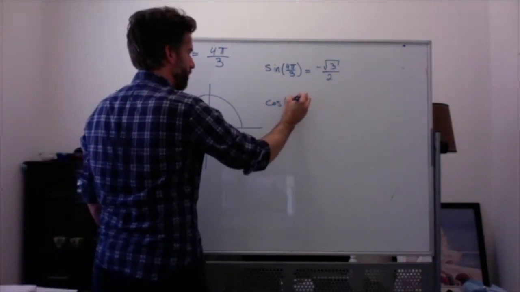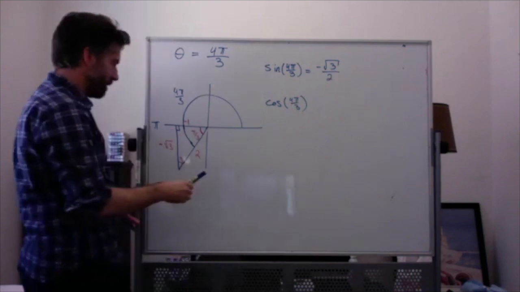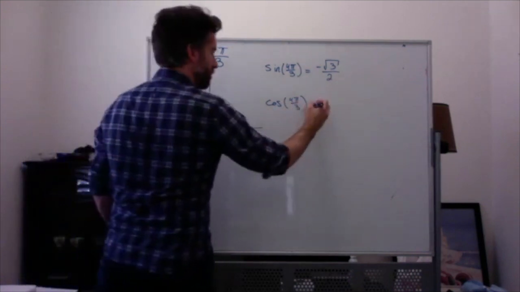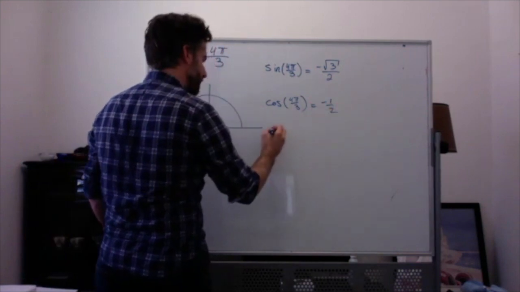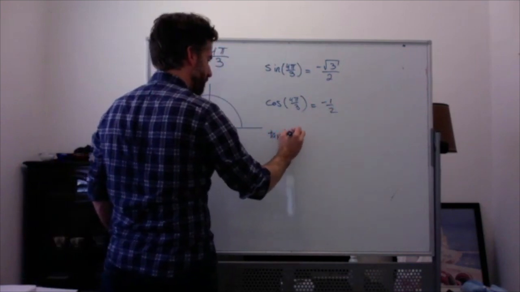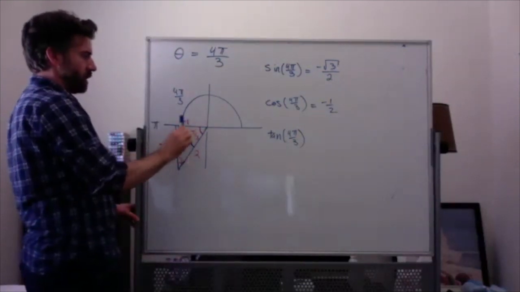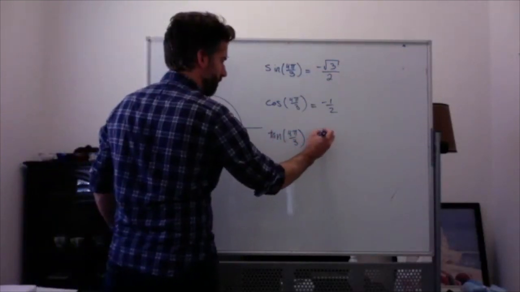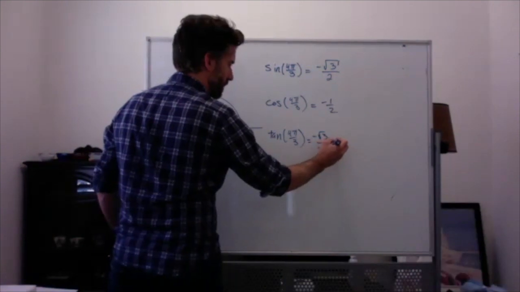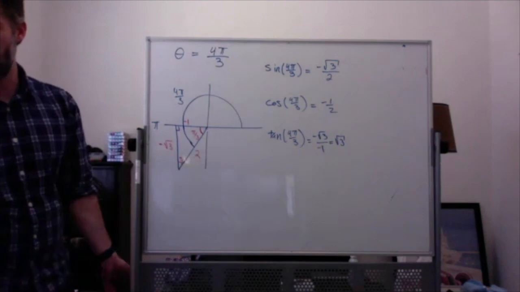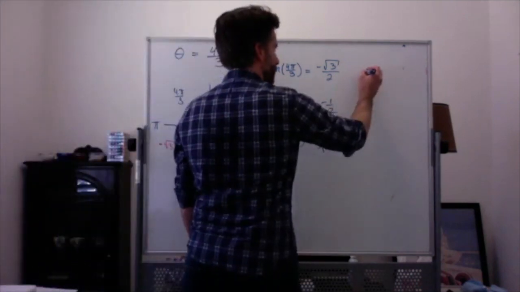Cosine of 4 pi over 3 is going to be the adjacent over the hypotenuse, which is negative 1 over 2. And tangent of 4 pi over 3 is going to be the opposite over adjacent, which is negative root 3 over negative 1, which ends up being positive root 3. And then we find the other 3 the usual way with reciprocals.